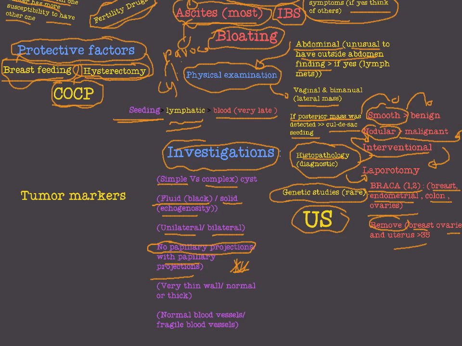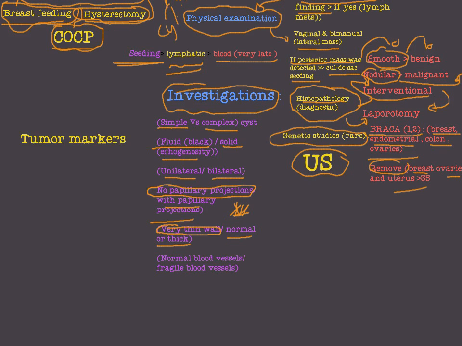The wall of the ovary is very thin in a simple cyst, but in a complex cyst it is either normal or thick. Normal blood vessels are seen in a simple cyst, but in a complex cyst the blood vessels are fragile, so we can see low resistance in Doppler ultrasound.